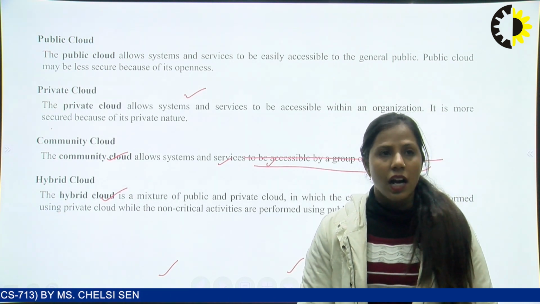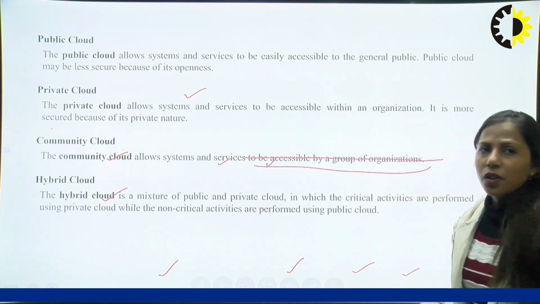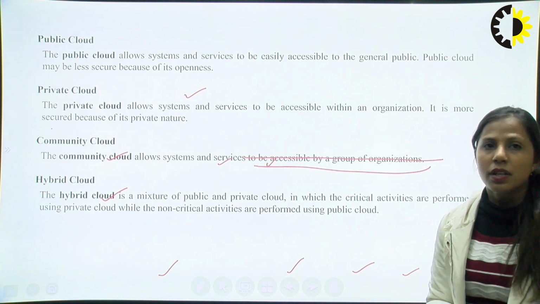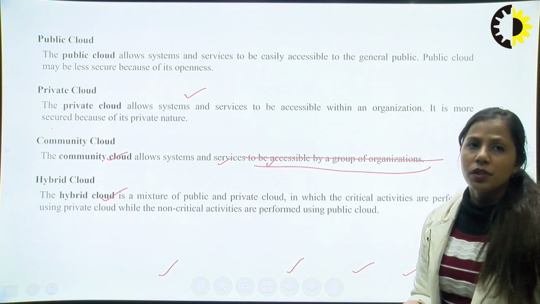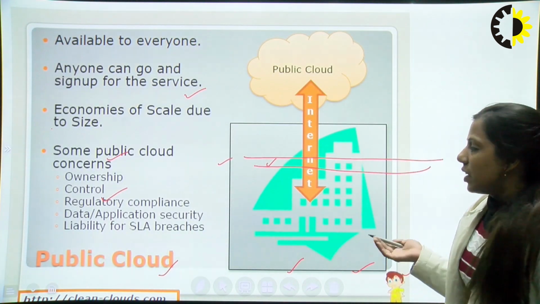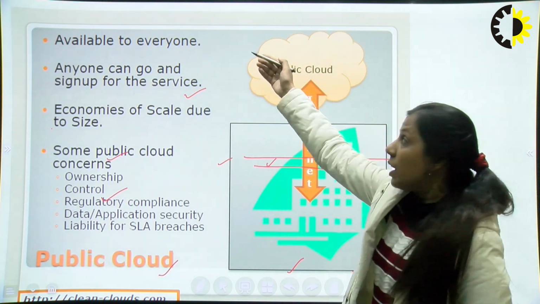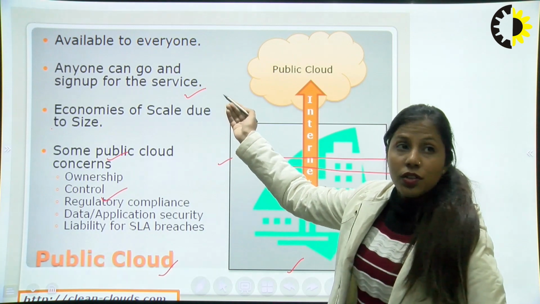Then we are having a hybrid cloud, which is a mixture of both public and private, in which, according to the requirement, the user accesses those particular services. Means the services are provided according to the requirement. These are the advantages. It is available to everyone in the public cloud. Anyone can go and sign up for the services.